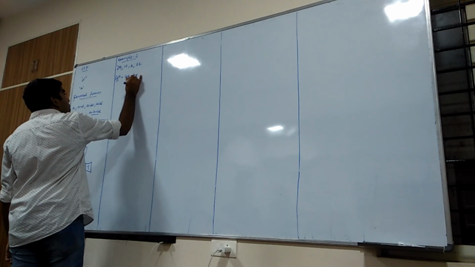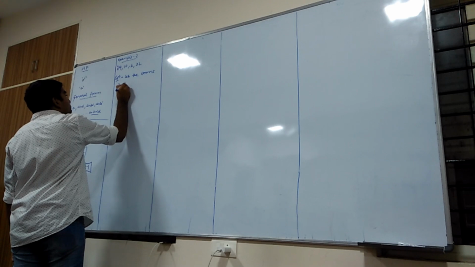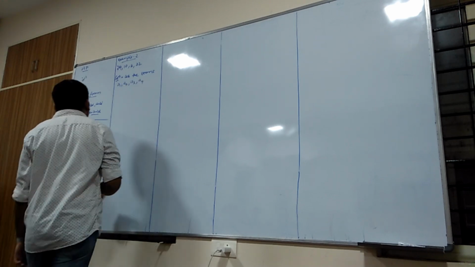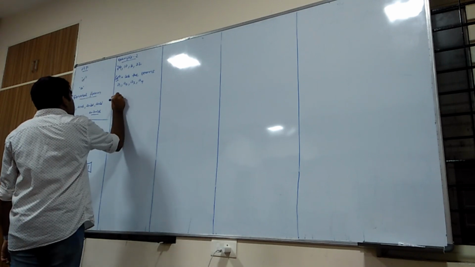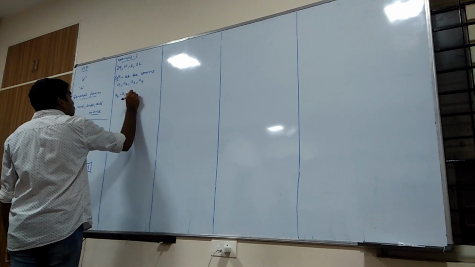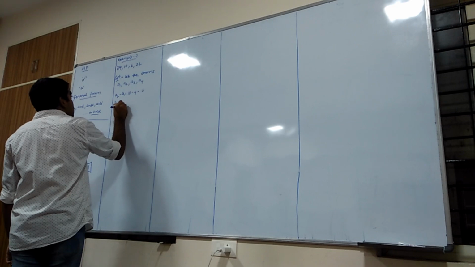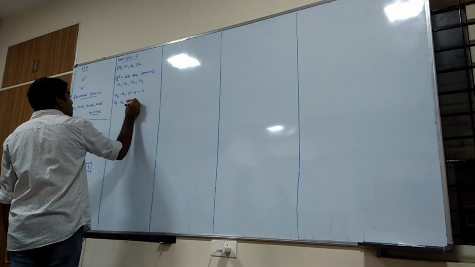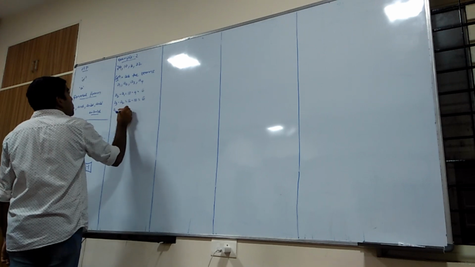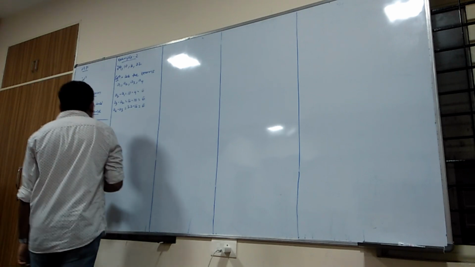Let the terms be. How many terms are there? A1, A2, A3, A4. A2 minus A1 is 10 minus 4. How much? 6. A3 minus A2, 16 minus 10. How much? 6. A4 minus A3, 22 minus 16. How much? 6.